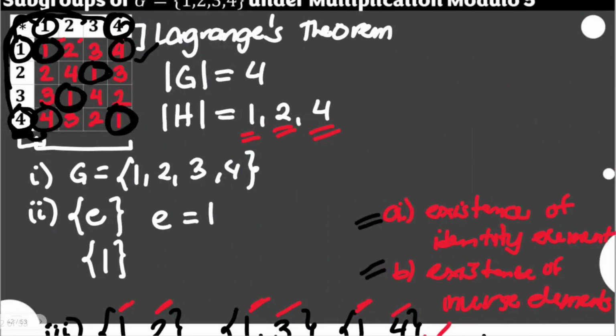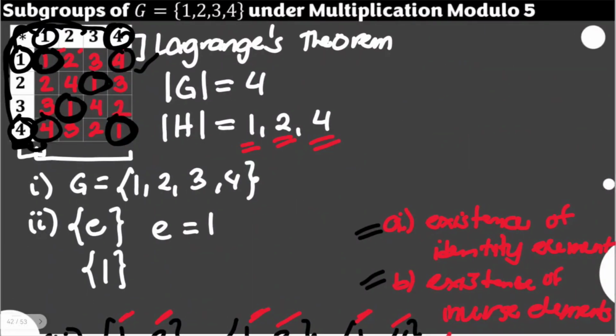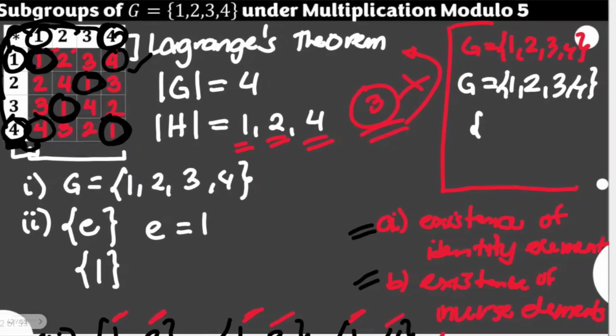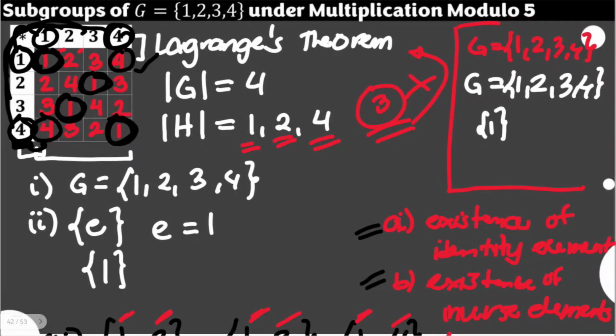Now, this is the end of this video, since we will no longer try solving for order 3 because according to Lagrange's theorem, it's no longer possible. Hence, we have here our subgroups for group G containing 1, 2, 3, and 4. The subgroups are as follows. G itself, 1, 2, 3, 4. The set containing the identity, which is the set containing 1. And then this one here containing 1 and 4. So we only have 3 different subgroups for this given group.